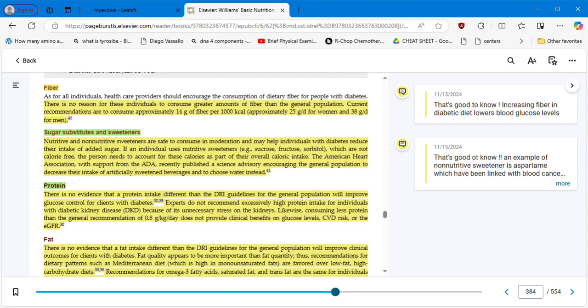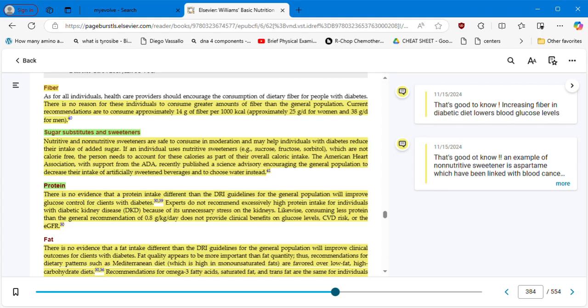Now, in terms of fiber, there is no reason for these individuals to consume greater amounts of fiber than the general population. Current recommendations are to consume approximately 14 grams of fiber per 1,000 calories, which is approximately 25 grams for women and 38 for men. And that's good to know. Increasing fiber in a diabetic diet lowers your blood glucose level, right? What is your fiber? Your vegetables, raw vegetables, your raw fruits. That's your fiber. The type of vegetable I mentioned, the type of fruit I mentioned.